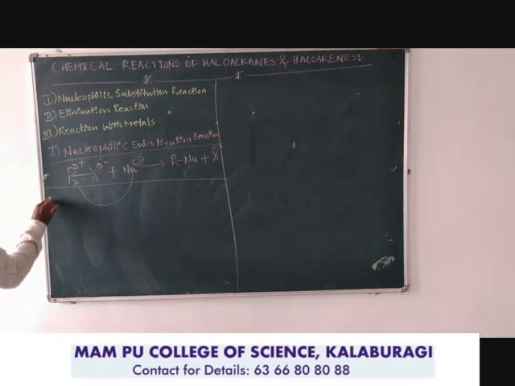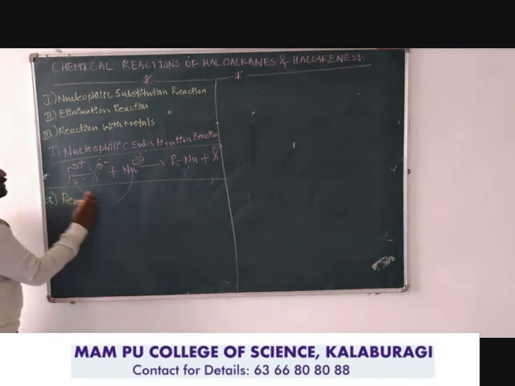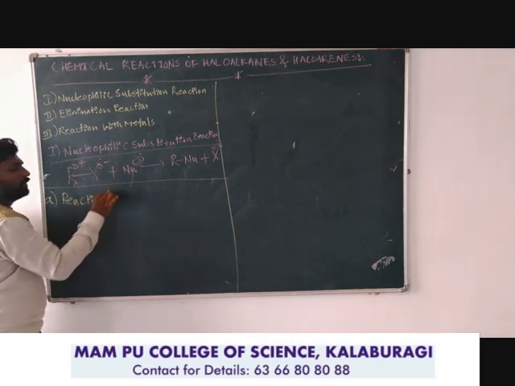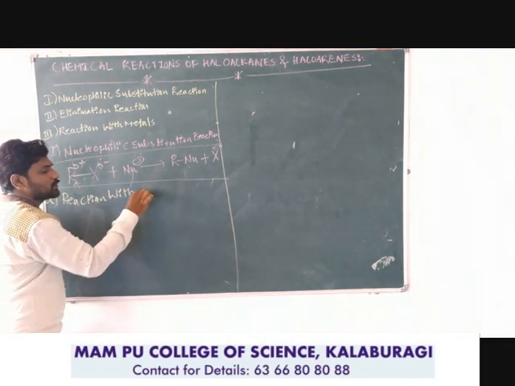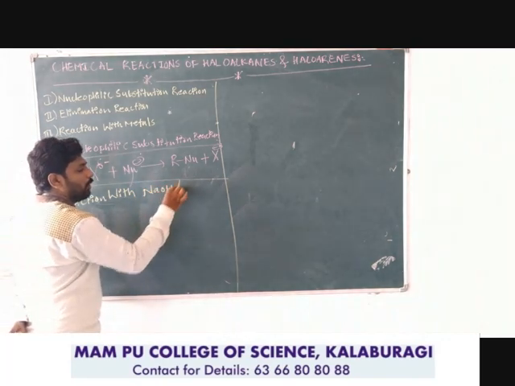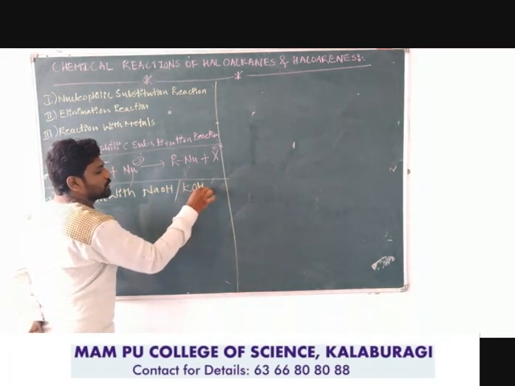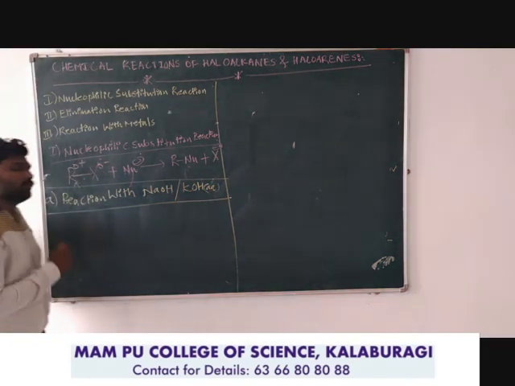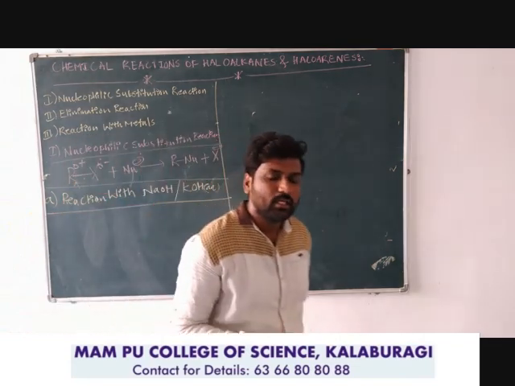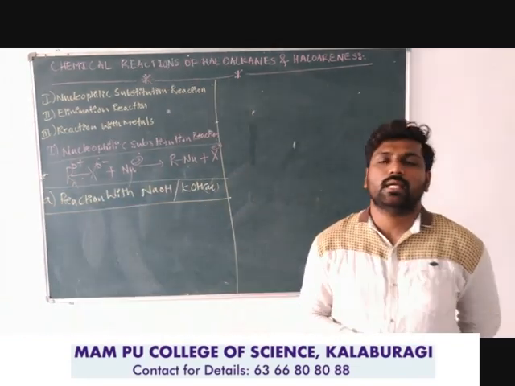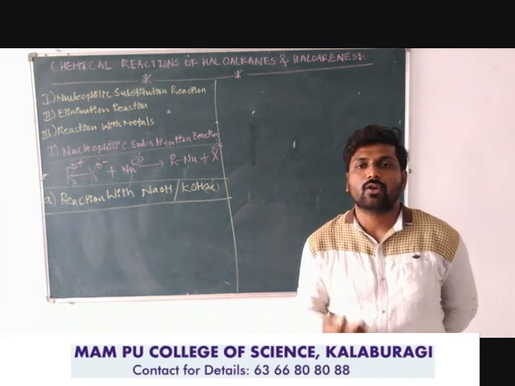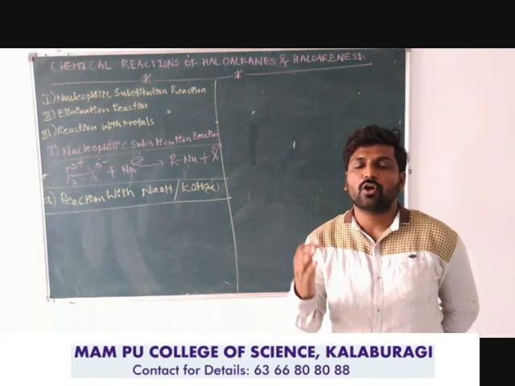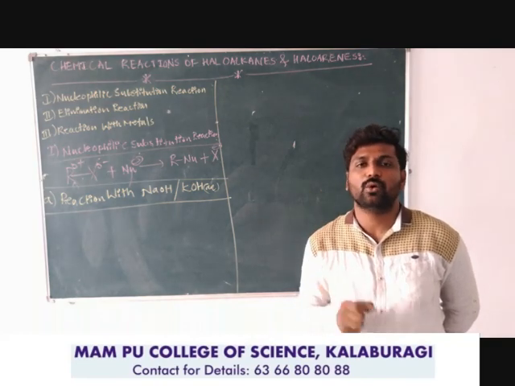The first one is the reaction with NaOH, that is aqueous sodium hydroxide, or aqueous potassium hydroxide. You can take any reagent among these two. These two reagents have a negatively charged hydroxide group. This hydroxide of sodium hydroxide and potassium hydroxide behaves as a nucleophile because of the extra electron available on the OH group.